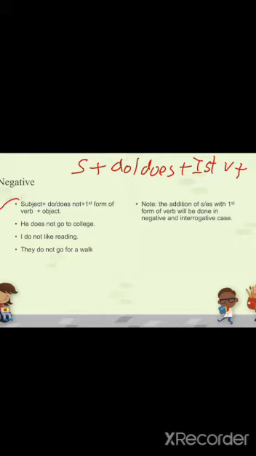For example, if you say he does not go to school, it means there is negativity. What does negative mean? The sentences which tell us something about a negative activity. For example, he does not go to school. I do not like reading. They do not go for a walk.